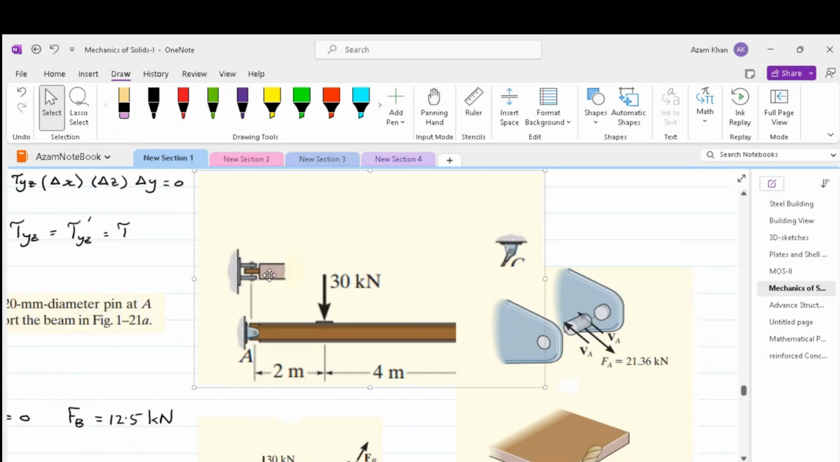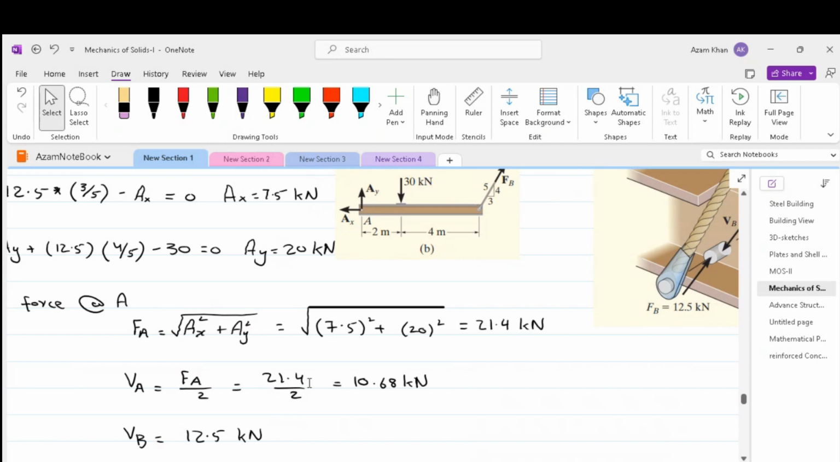So the member is pinned into these two brackets, and if FA is applied in this direction, we have two areas of this bolt resisting the force FA. That's why FA has to be divided by 2 in order to work out the shear at one cross section. So FA divided by 2, we get 10.68.